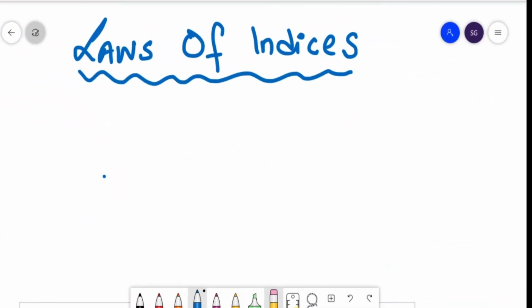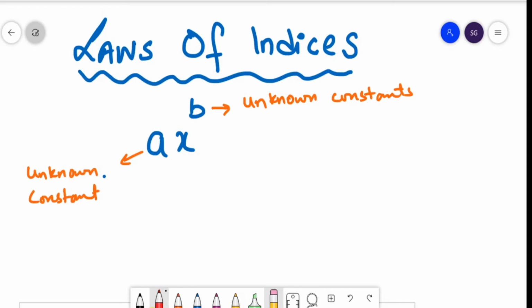Hello everyone, this video is focused on the laws of indices and their applications. First of all, I would like to discuss very briefly about this. Let's say we have a times x to the power b. As you might already know, a and b are the unknown constants and x is the unknown variable.